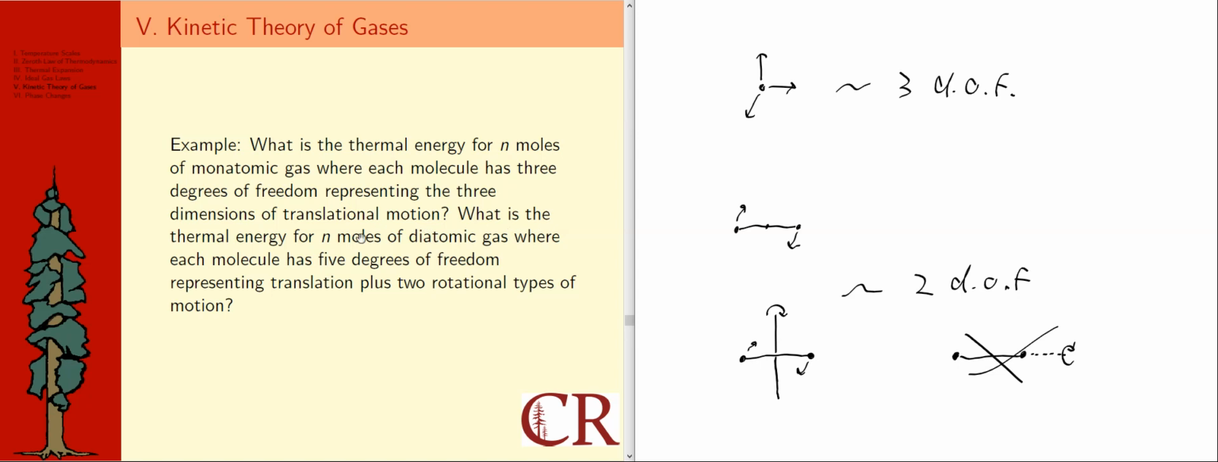The second question says, what is the thermal energy for n moles of diatomic gas where each molecule has 5 degrees of freedom representing translation plus 2 rotational types of motion? So that's what we've been exploring here in the last example. But in both cases, we're just simply looking at how to get to the kinds of expressions that we saw on the key concepts page, where it was, instead of just 3/2 RT, which was energy per mole, is 3/2 nRT, which is total thermal energy for a monatomic gas. And then the second one, 5/2 nRT, is the total thermal energy for n moles of a diatomic gas.